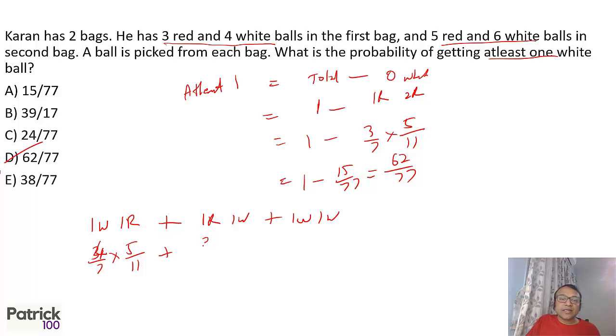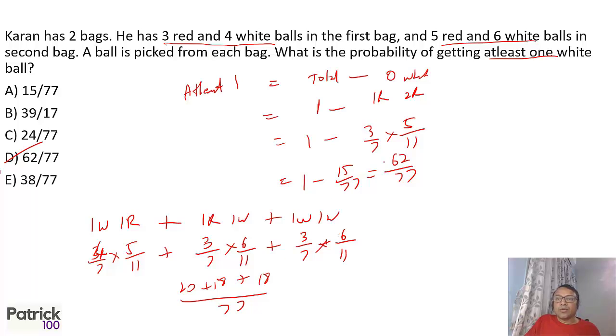First red, that is 3 upon 7 into 6 upon 11, plus both white, 4 upon 7 into 6 upon 11. So the denominator is 77, you get 20 plus 18 plus 24. 6 fours are 24, sorry. So if you add it up, you get 62 out of 77.